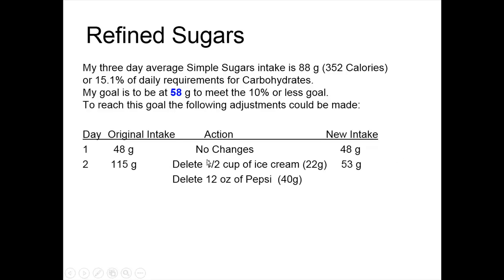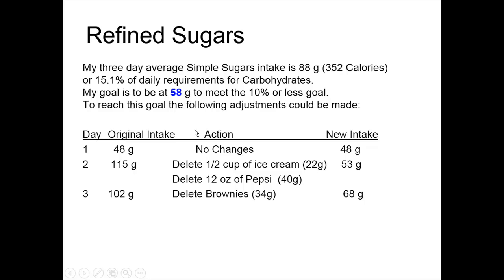But on day two, I had some ice cream and some Pepsi. Okay, so I had 115 grams. So if I delete a half a gram, I get 22 plus 40, 66. So 115 minus 66 is close to 53. Okay, anyway, I guess I need to work on my math too. Anyway, I think you get the idea. And then on day two would be that 34 grams of my brownie, and then it gives me 68.